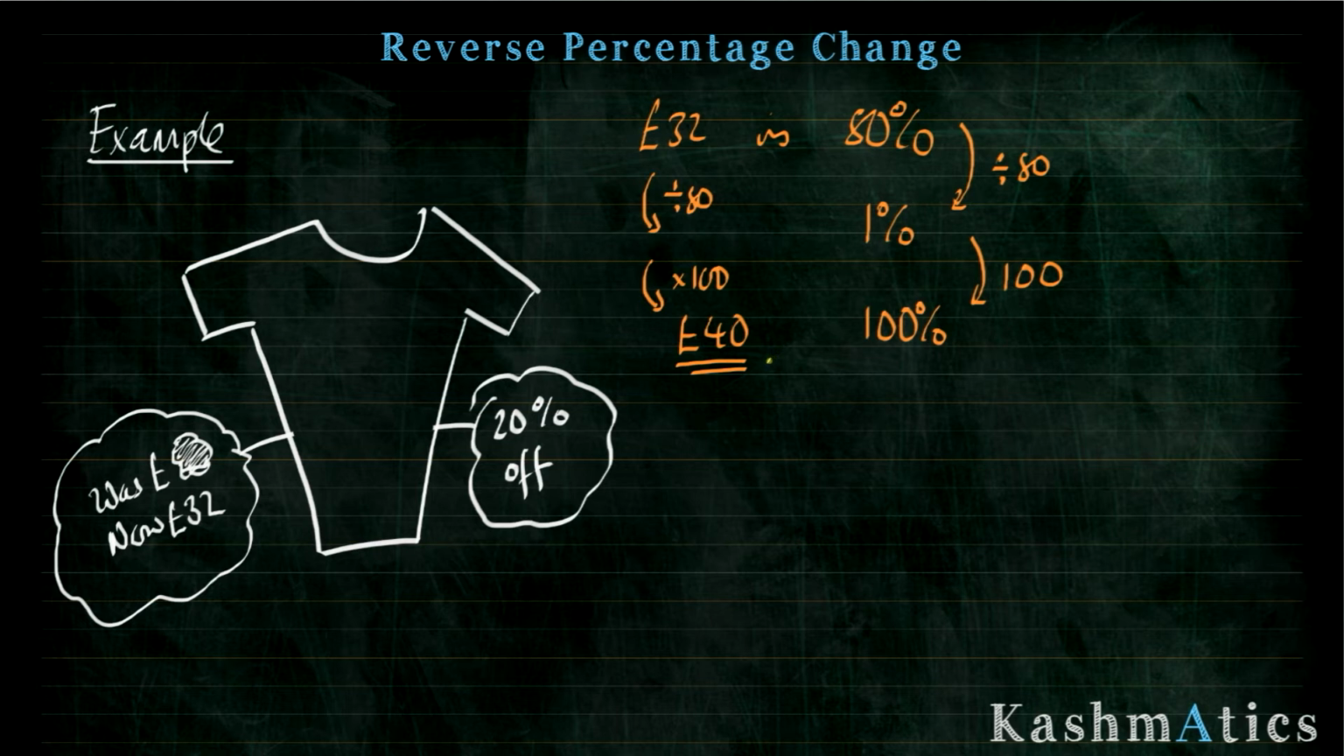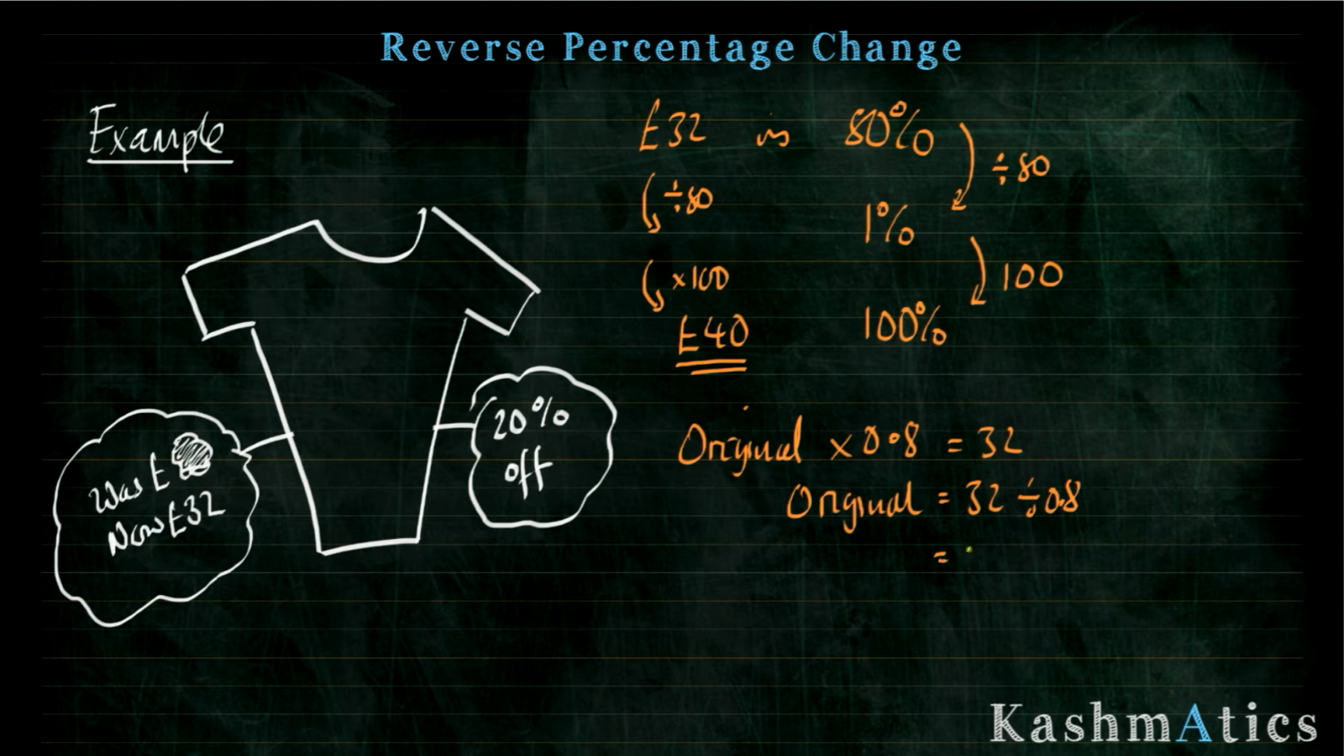Now this isn't the only way to do it, there is another way. The original price was reduced by 20%. Now a 20% reduction means there's 80% left. So if I can work out 80% of the original price, I would have got £32. So the original price times 80%, or times the equivalent decimal, equals 32. So to work out what the original is, I would do 32 divided by 0.8 and that equals £40. Okay, so we've got two ways of doing exactly the same thing.